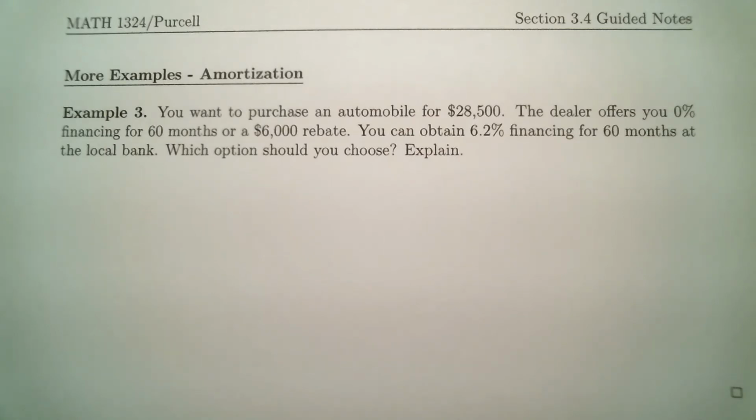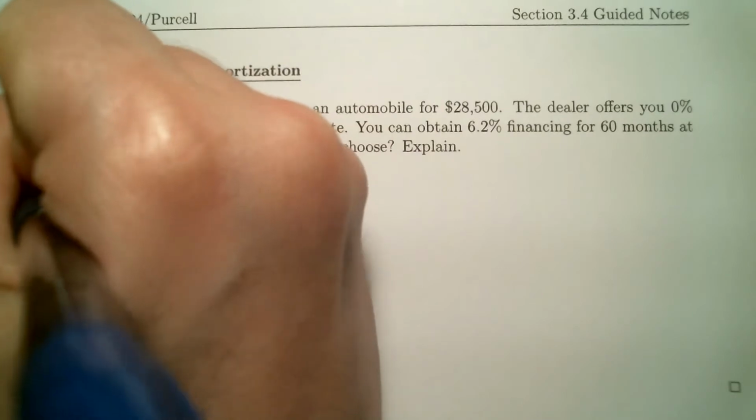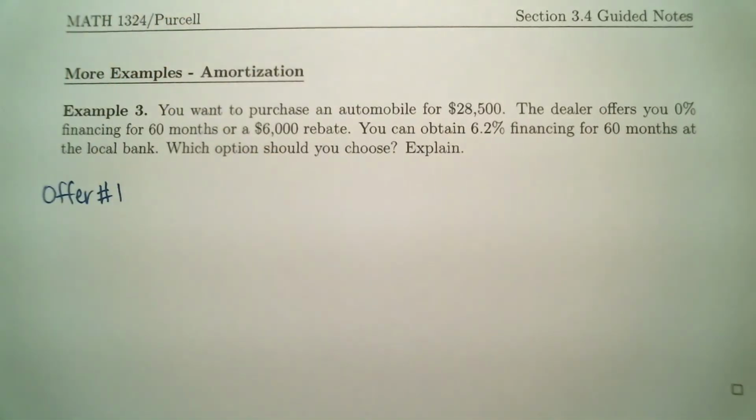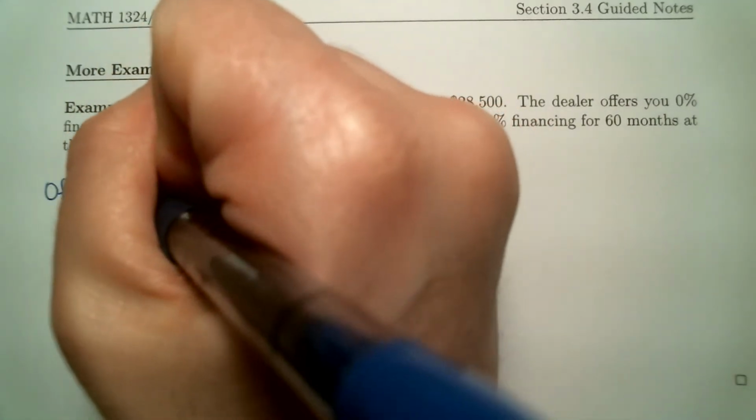You get two options from the dealer and you've got to figure out which one is to your benefit. So what we're going to do is look at each offer separately, and in doing so, we're going to calculate the monthly payment for each situation. Then obviously you're going to want to go in the direction where you have to pay the lower monthly payment. So let's talk about the first offer. Let's write this down. Offer number 1 is going to be for 0% financing.